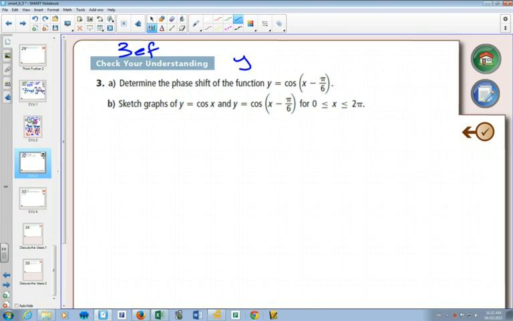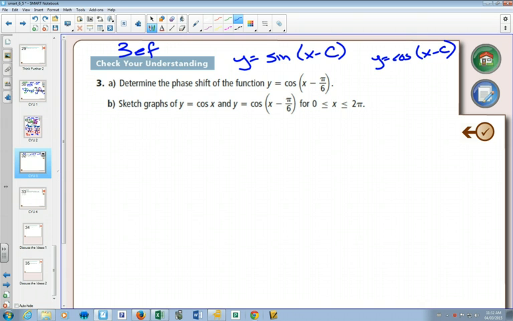Now, the next letter in the alphabet, we'll look at what happens inside. If you had a C there, think of our transformations. Is that going to affect something horizontally or vertically? Horizontally. That's going to move things left and right. Okay?